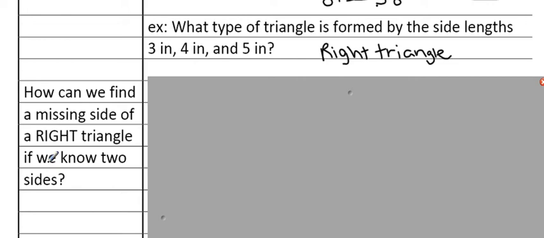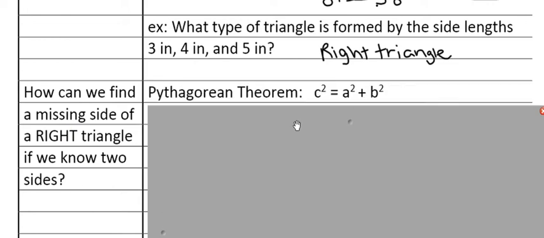So now, what if we're given two sides of just a right triangle? If we know that c squared equals a squared plus b squared, where a and b represent the side lengths of a right triangle and c represents the longest side of a right triangle, how can we find a missing side if we know two of the sides? Well, we use the Pythagorean theorem.